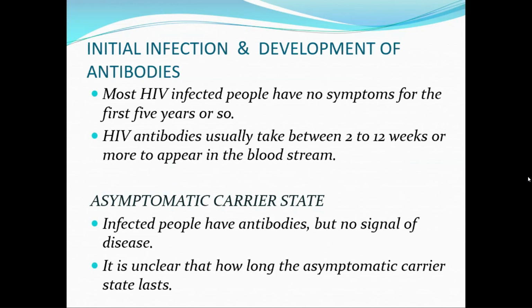So generally the window period consists of 3 to 4 weeks mainly, but it may range from 2 to 12 weeks. So generally the window period is considered 3 to 4 weeks, but can be as long as 12 weeks, that means 3 months. So the window period can be as long as 3 months.